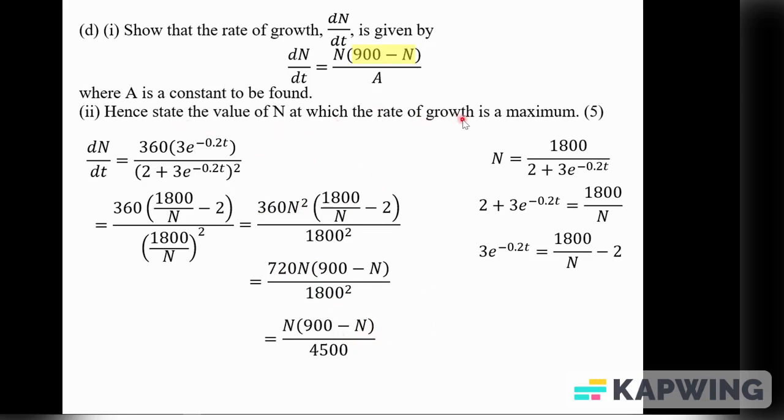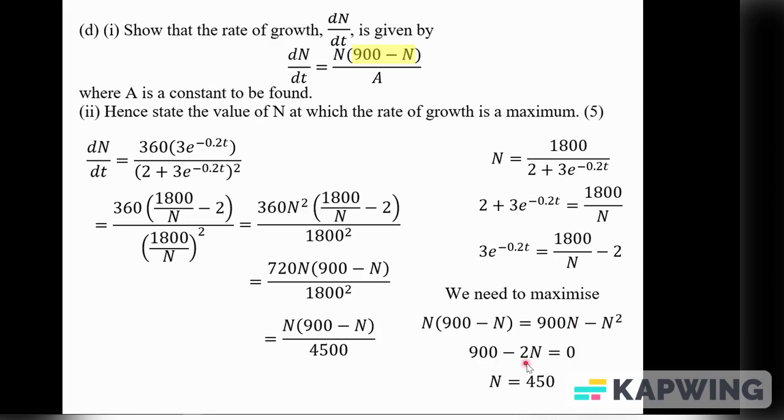State the N at which the rate of growth is a maximum. So we need to maximize that top line, and that's 900N minus N squared. If I differentiate it, I get 900 minus 2N is equal to 0 at a maximum, so N is 450.